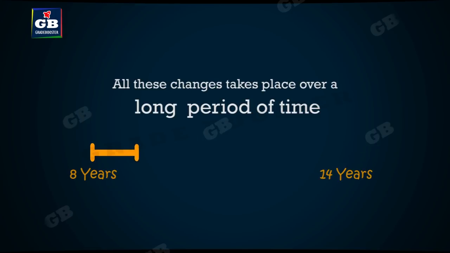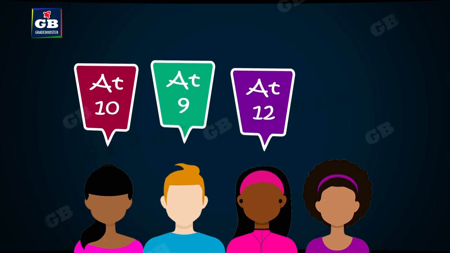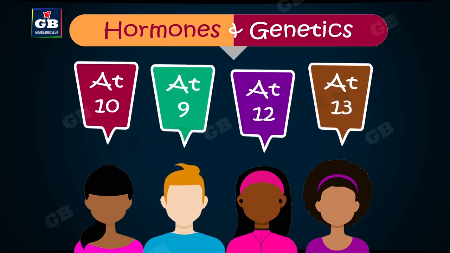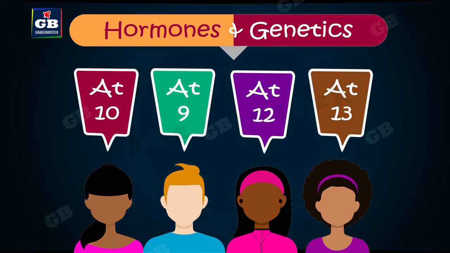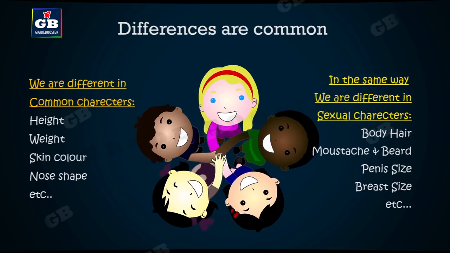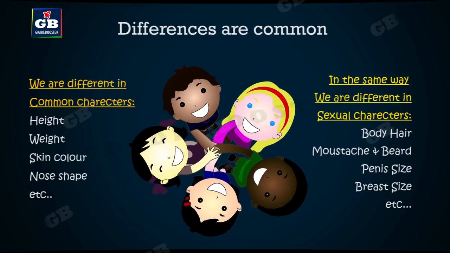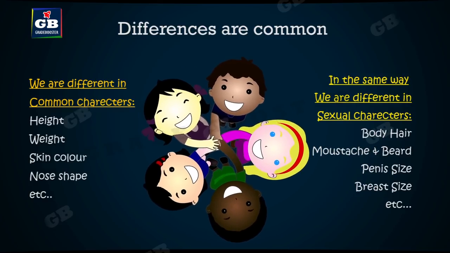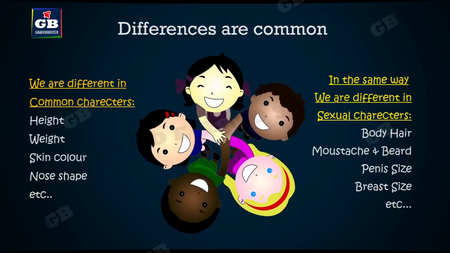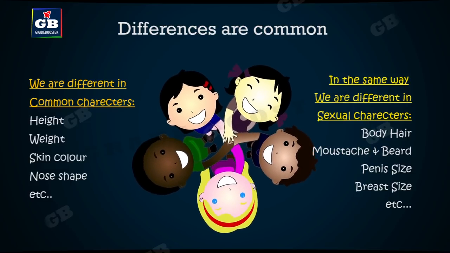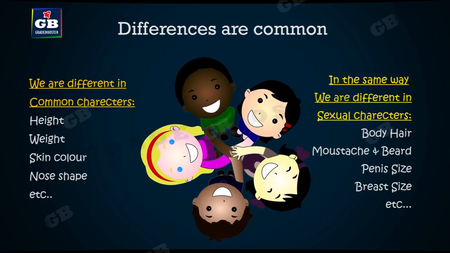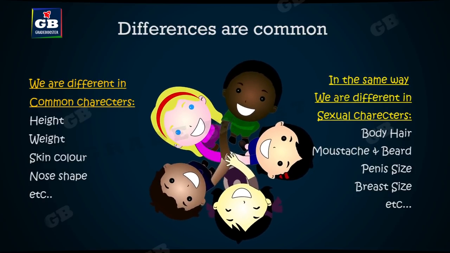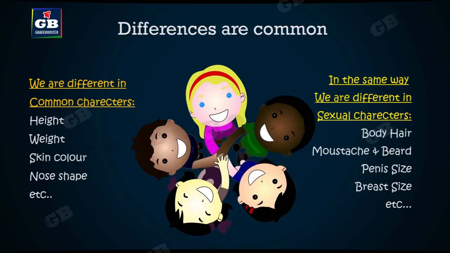All of these changes take place slowly over a long period of time. They do not happen at an exact age in all. It depends upon their hormone levels and genetics of the individuals. As people are different in general body features like height, weight, skin color, etc., people also will have differences in secondary sexual characteristics like body hair growth, growth of beard and mustache, penis size, breast size, etc.